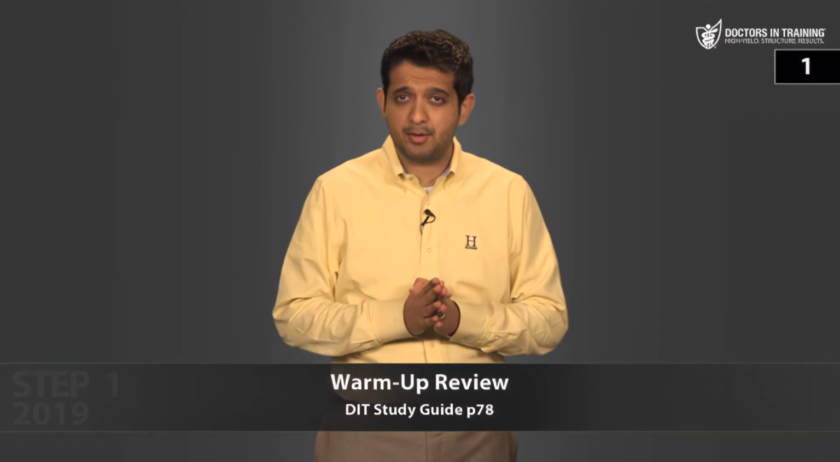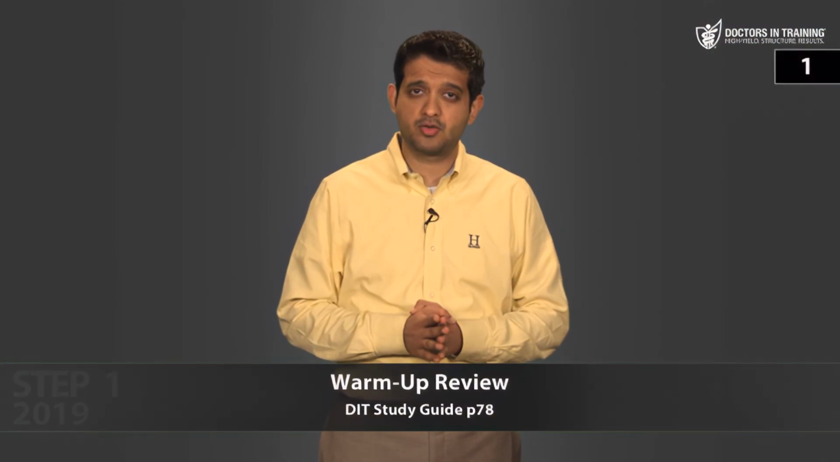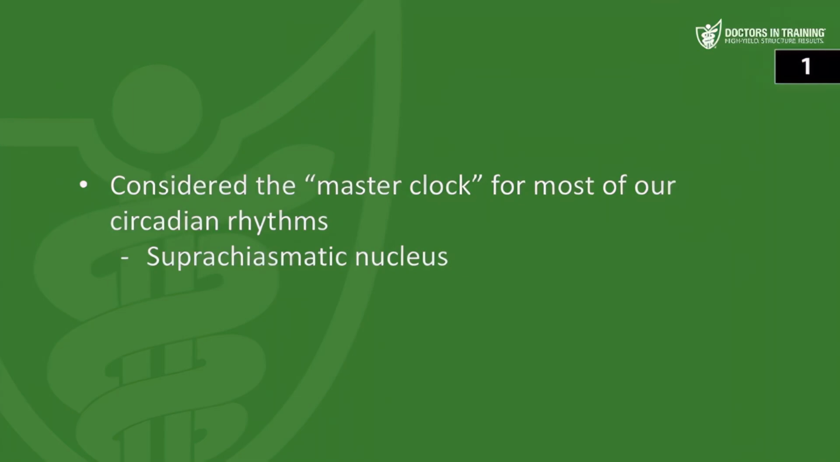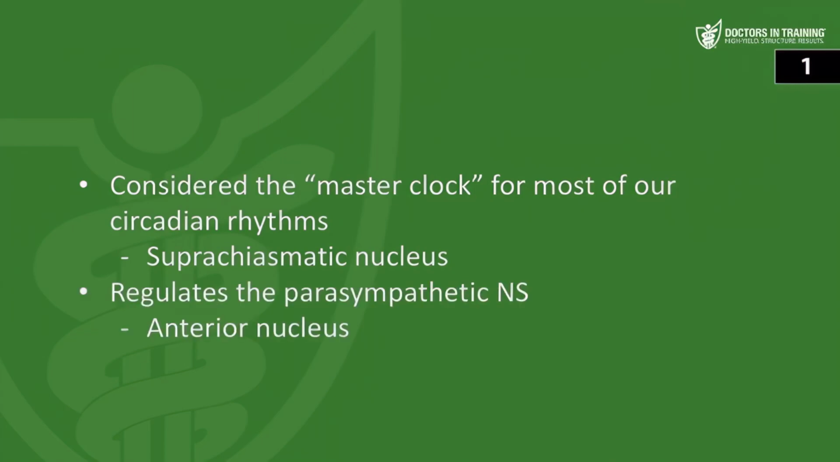Which nucleus of the hypothalamus fits each of the following descriptions? So this is considered the master clock for most of our circadian rhythms. It's the suprachiasmatic nucleus. Next, regulates the parasympathetic nervous system.